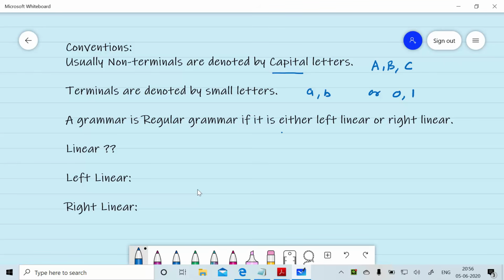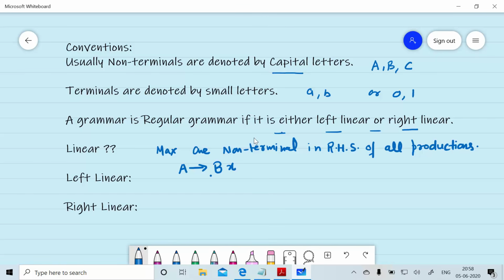A grammar is known as regular grammar if it is either left linear or right linear. Here linear means that a maximum of one non-terminal can occur in the right hand side of all production rules. In left linear, the production rules are of the form A gives Bx, where B is the non-terminal in the right hand side and occurs at the leftmost position, or A gives x, where x is any string of terminal symbols.